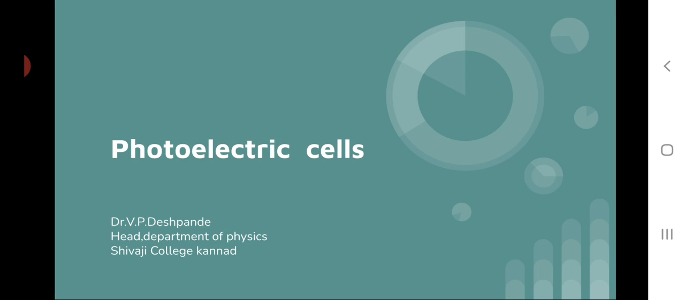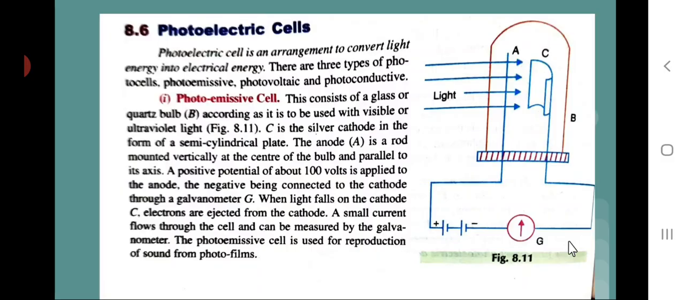Now today we discuss the photoelectric cells. A photoelectric cell is an arrangement to convert light energy into electrical energy. There are three types of photocells: one is the photoemissive cell, the second is the photovoltaic cell, and the third is the photoconductive cell.